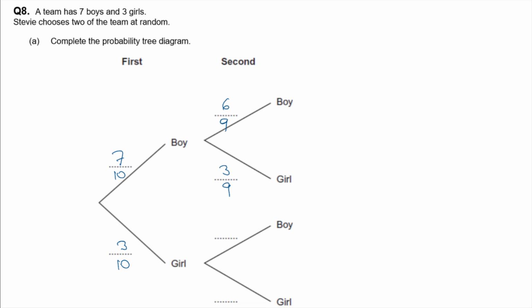Now going through the other route, if I picked a girl the first time, then I'll still have all 7 boys to pick from out of 9 students, but I'll have only 2 girls to pick from out of 9 students. Okay, so this is dependent probability. You can see the probabilities here are different from the probabilities down here. These probabilities are dependent on the outcome of the first selection.